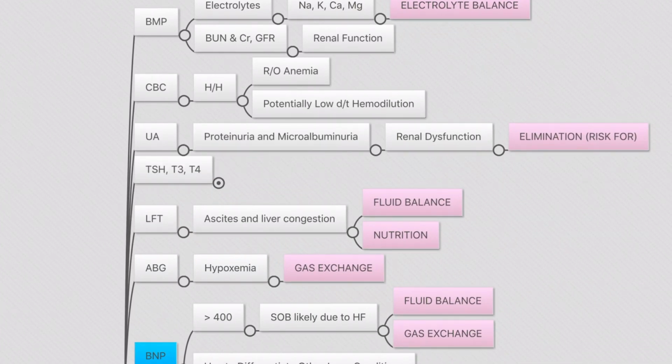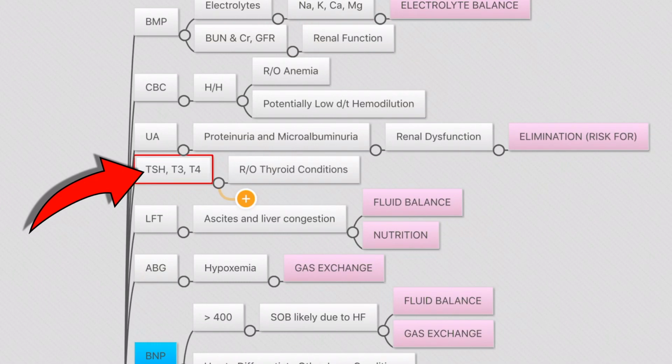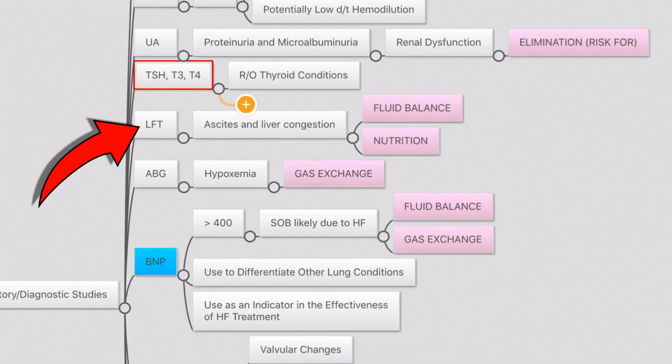Then you want to measure thyroid function tests, TSH, T3 and T4, to rule out any thyroid condition. LFT will be the liver function test. So you want to make sure that if a patient has ascites and liver congestion, then the LFTs will be elevated. So obviously you think about fluid balance because of the congestion, but also think about nutrition. You know, the patient's appetite, they might have anorexia.